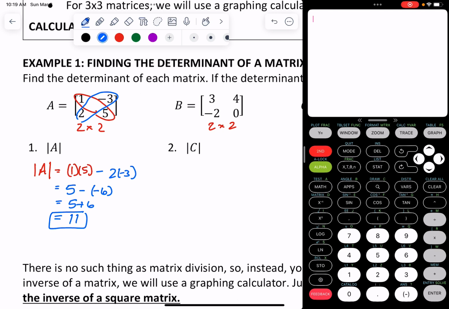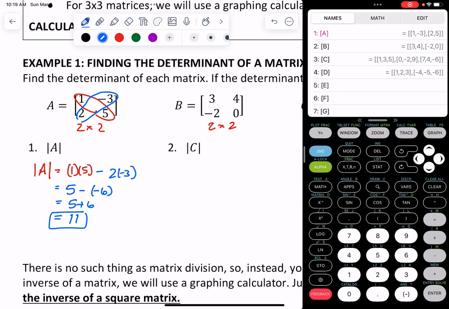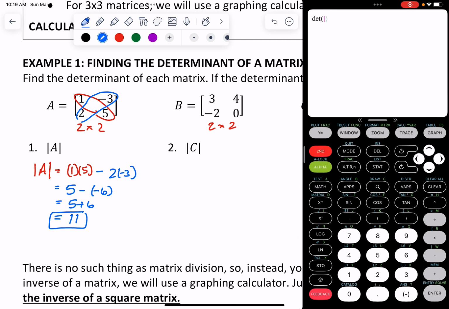So if we go second matrix, now what we want to do is math with a matrix. So we're going to arrow over to math. And then that top option, the DET, is the determinant. So we pick that, and then we pick which matrix we want the determinant of. So second matrix A, if we did everything right, we should get 11, which we do. Okay? So again, this one's a 2x2, so we're good.